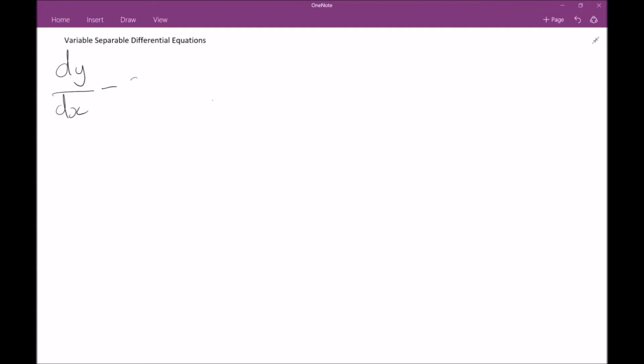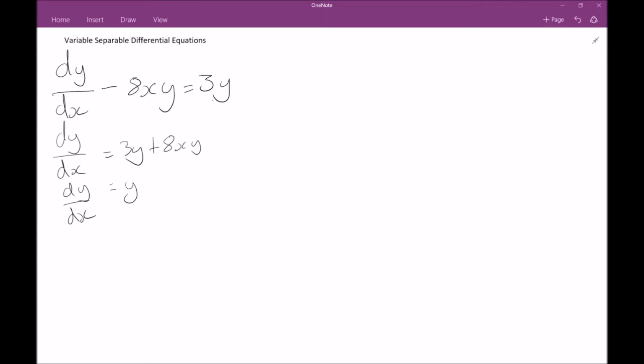Variable separable is just a way of solving these differential equations. For example, dy/dx minus 8xy equals 3y. You can move the 8xy to the right, so then the y can be factorized outside, leaving y outside of 3 plus 8x. Here, the values can now be separated, so the y is grouped with the dy, and the x's are grouped with the dx.